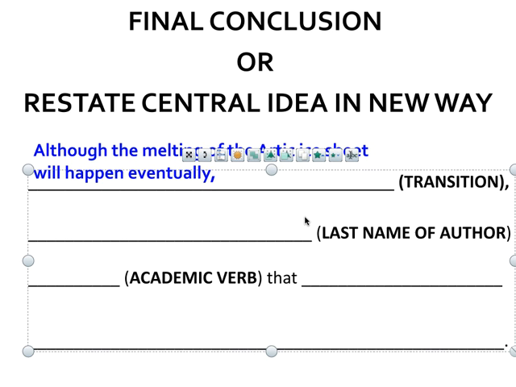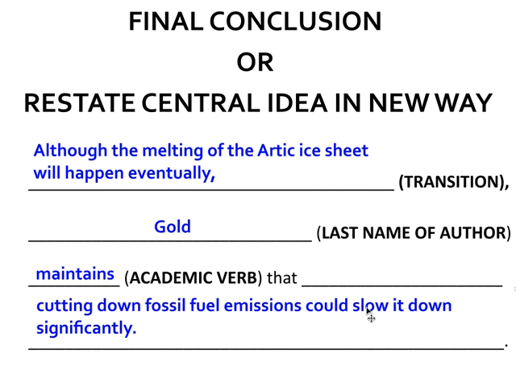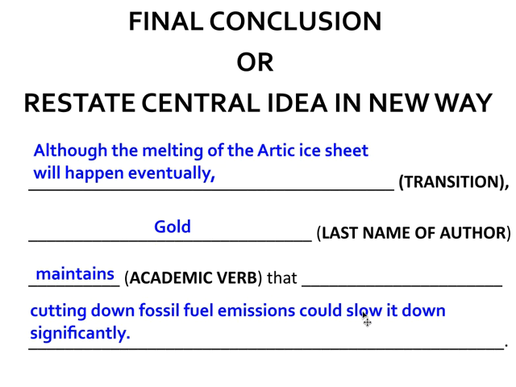Although the melting of the Arctic ice sheet will happen eventually, Gould, which is the last name of my author. You'll do this a lot in your writing about nonfiction: you'll use the last name of your author. And then I'm going to have another academic verb, and I'm going to use a different one. I'm going to use "maintains," and I just took that from my academic verb list on the back of my summary template. Maintains that cutting down fossil fuel emissions could slow it down significantly.